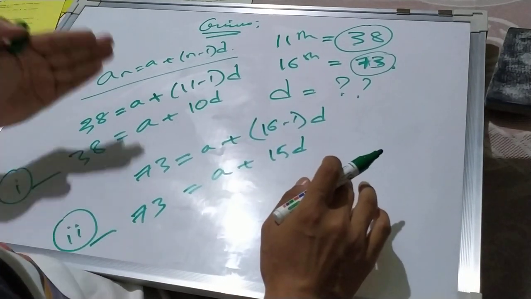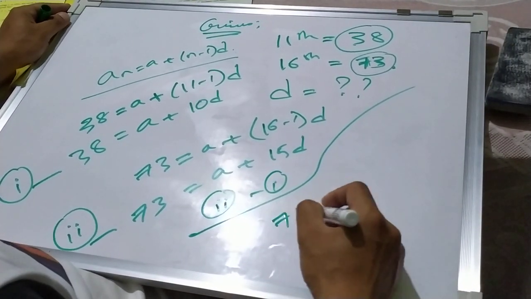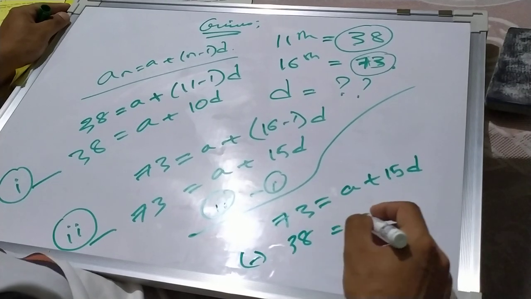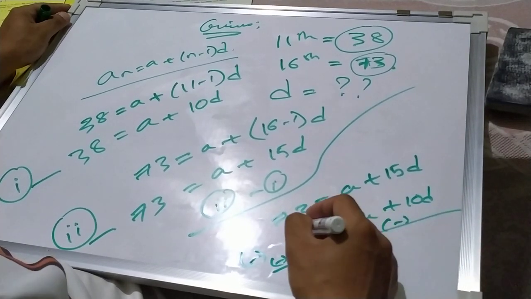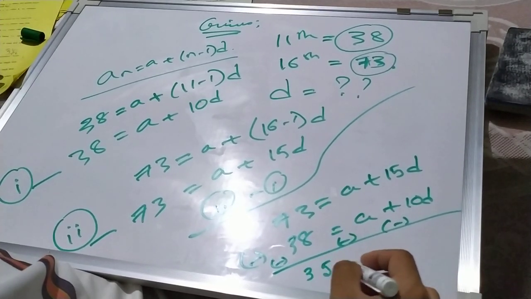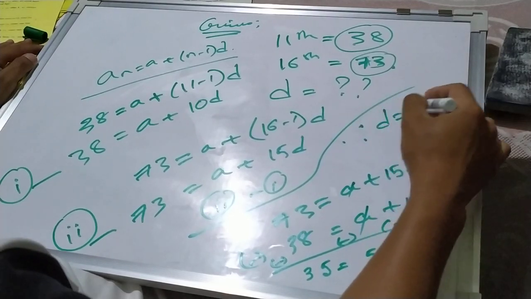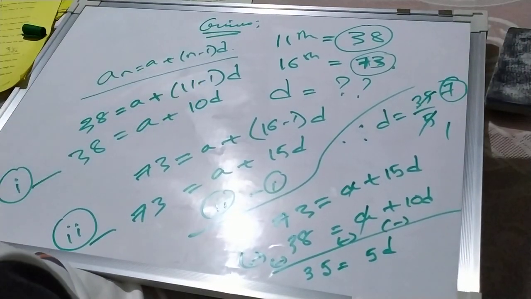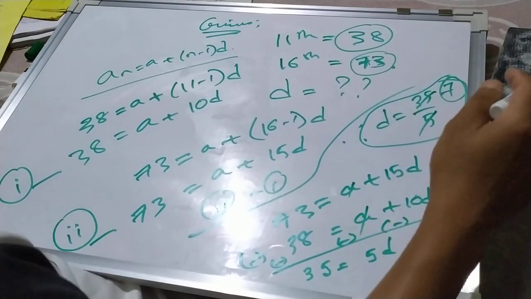If you subtract equation 1 from equation 2: 73 equal to a plus 15d, minus 38 equal to a plus 10d. 73 minus 38 is 35, and a gets cancelled. 15 minus 10 is 5d. Therefore, d equal to 35 by 5. 5 ones are 5, 5 sevens are 35. So the answer: find the common difference. Common difference d, the value we got is 7. So this is the final answer.